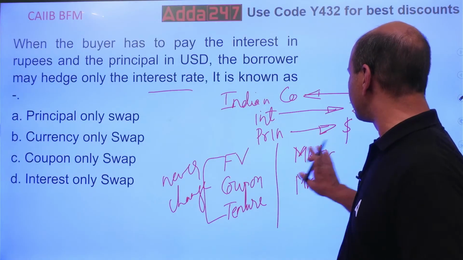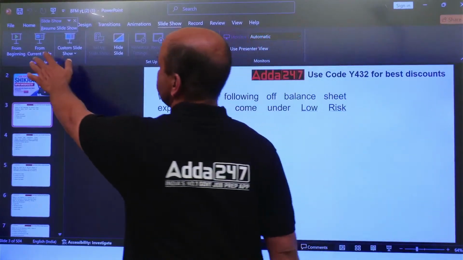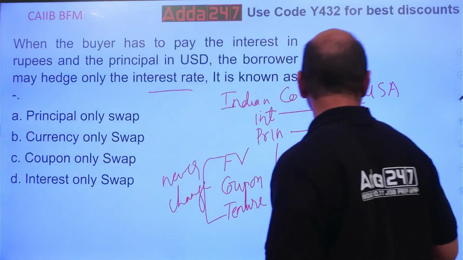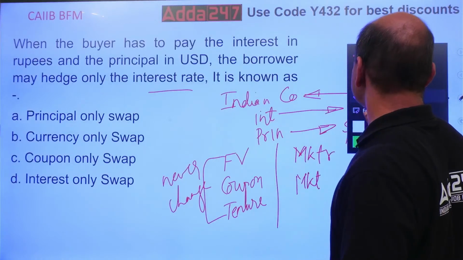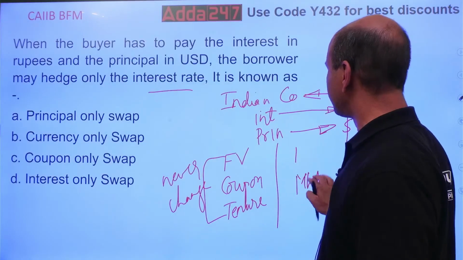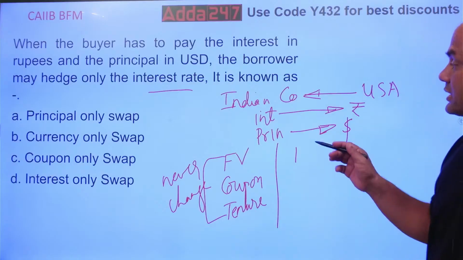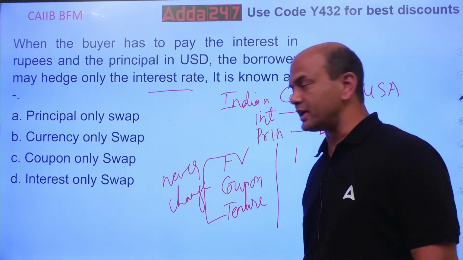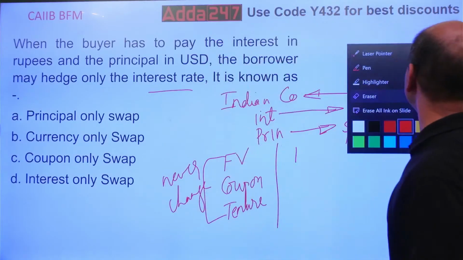So now the point over here is, what is this? Which one? What is the answer then? Let this remain as it is. So now what is the answer? The answer over here is coupon only, sir. Coupon only. Why coupon only?